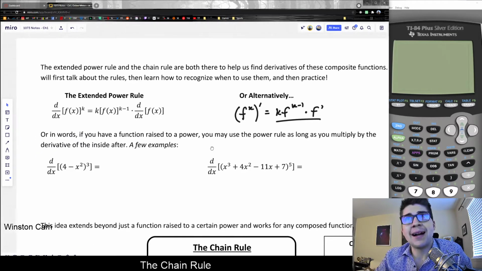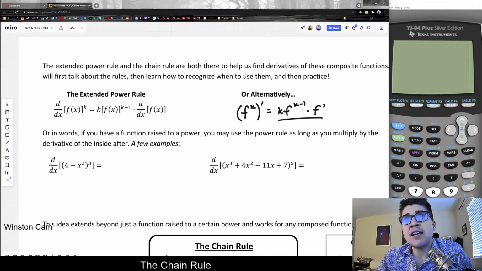So let's go ahead and practice applying this. Let's say I wanted to know the derivative of (4 minus x squared) to the third power. Again, we could expand this all, but the point is that we don't need to because we can use the power rule in the extended fashion. The gist of it is, I can think of the inside here as f of x, and that is all raised to the third power.